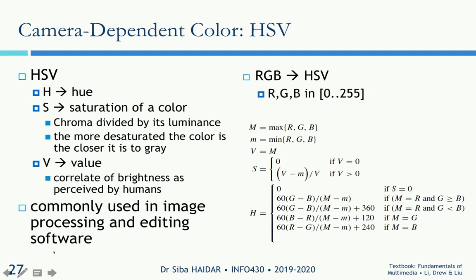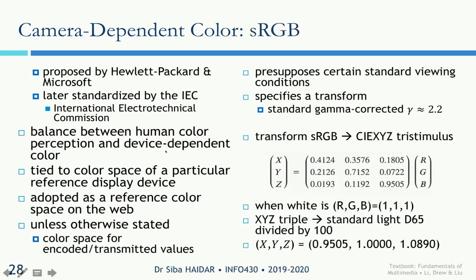So this system is commonly used in image processing and editing software because it separates the hue, the color, from the saturation and value, and you can edit the image better. And here are the equations from which, having R, G and B, you can get HSV. You have to know that there is a linear transformation between systems, and you can go forward and backward from each color system.